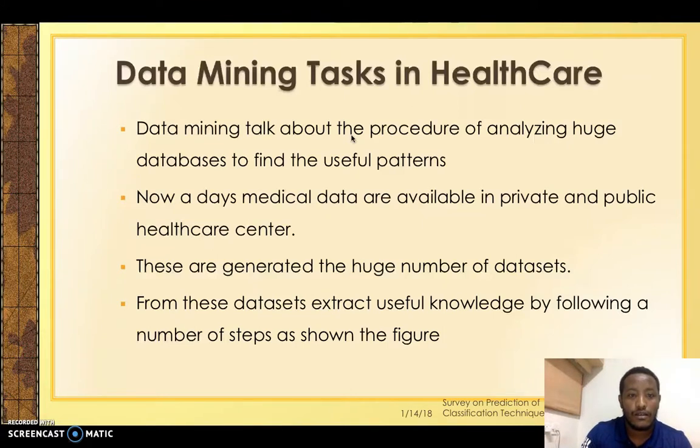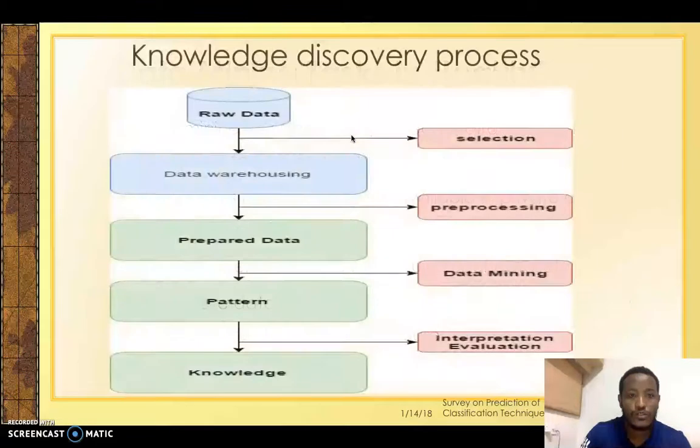We'll see the steps of the knowledge discovery process in this diagram. There is raw data. Before anything, there is raw data. From this raw data, we select the useful data. A raw data is a collection of data.